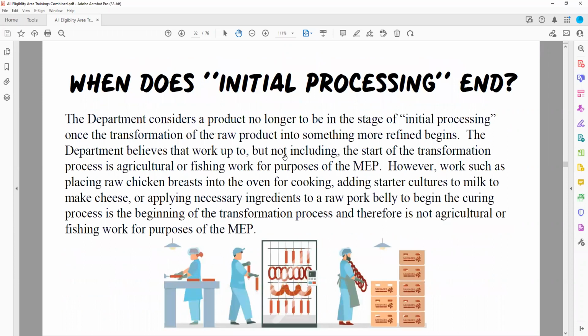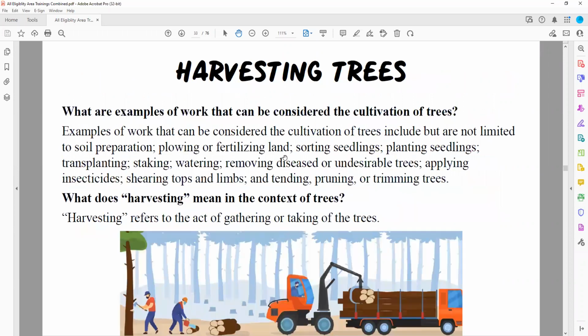So it says here, when does that initial processing end? It begins when that raw product is turning into something that's more refined. So it gives here, such as placing raw chicken breasts in the oven for cooking, adding starter cultures to milk to make cheese, or applying necessary ingredients to a raw pork belly. You're starting to transform this into something else, and this is when it stops being eligible for us.